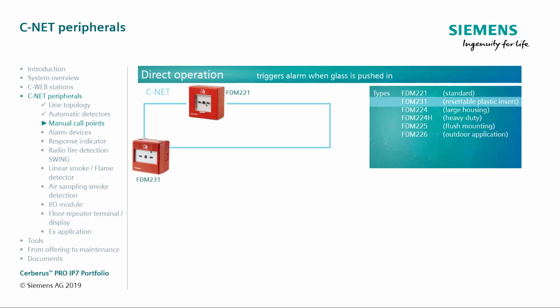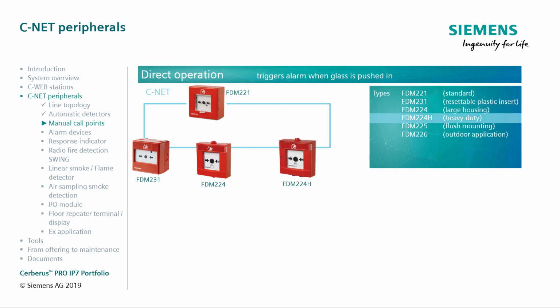The second standard manual call point also has a built-in alarm indicator. It can be reset, is equipped with a plastic insert, and is an all-in-one product order. The manual call point in a large housing has a built-in alarm indicator as well, but an external alarm indicator is possible. It is available in different colors. In addition to the large housing, the manual call point is also available in a heavy-duty housing for industrial applications.